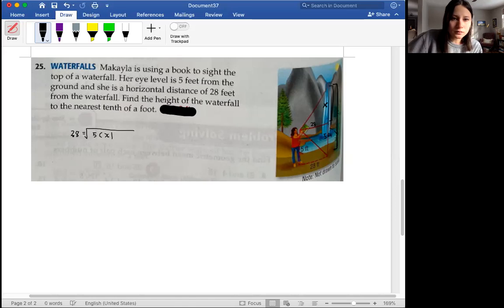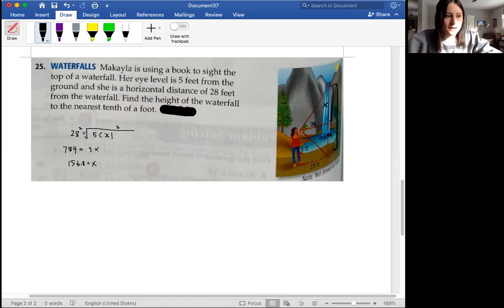And so to get rid of my square root, I square both sides. 28 squared is 784. And then you have 5x, so divide that by 5, and you have 156.8. Okay, now that's just one part of it. So if we wanted to find the other part, we would just have to add 5 to that.